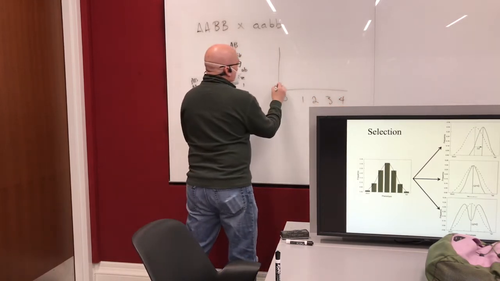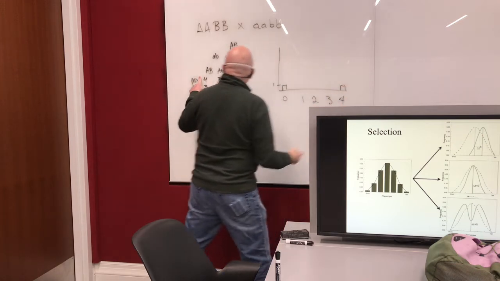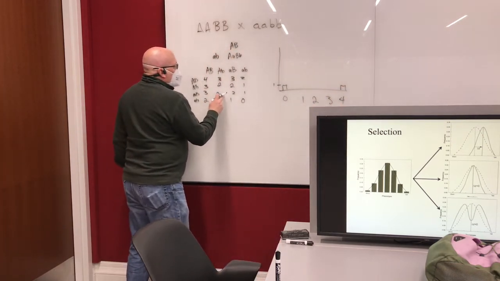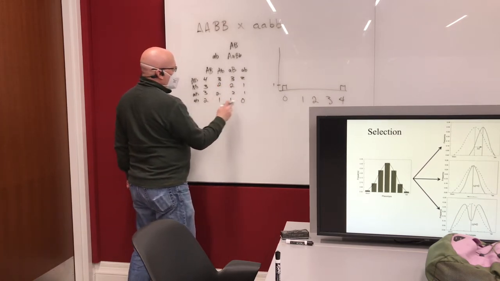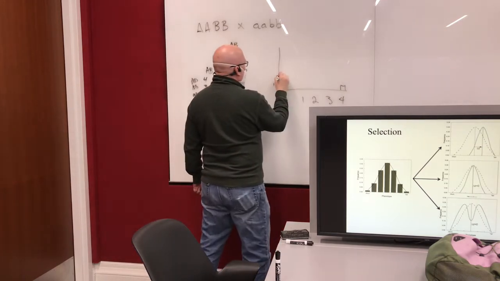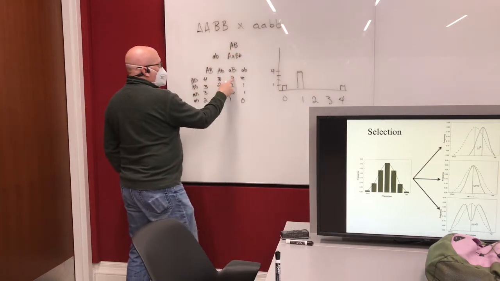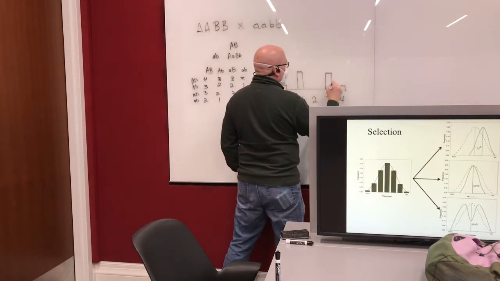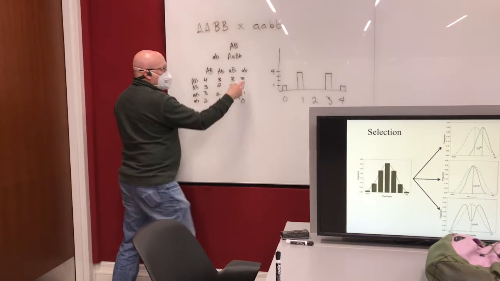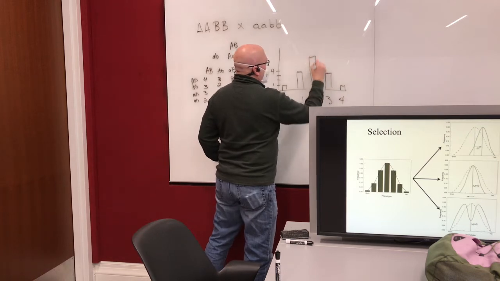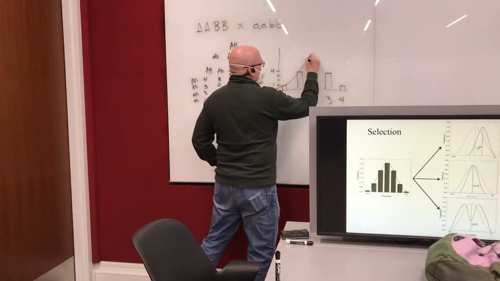one individual has 1, one individual has 4. 4 individuals have 1. 4 individuals have 3. And the intermediate phenotype has 6. What is that beginning to look like? It's beginning to look like a normal distribution.